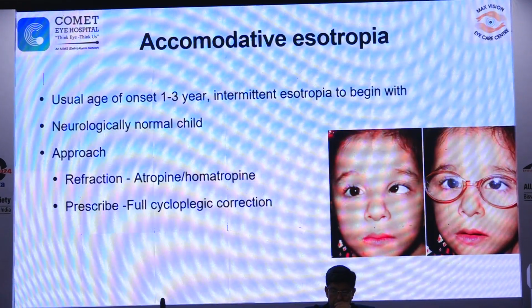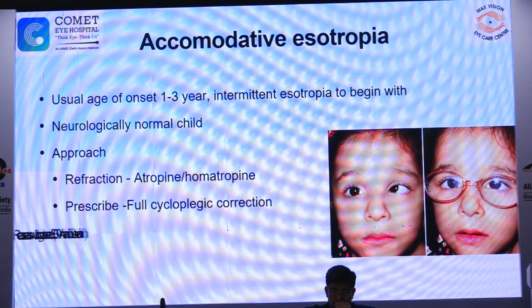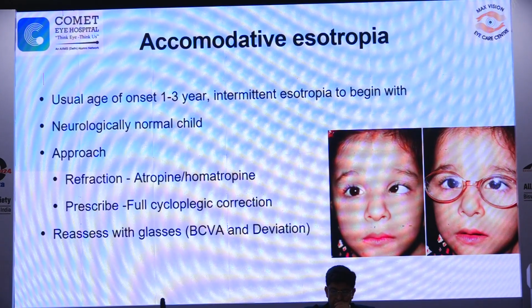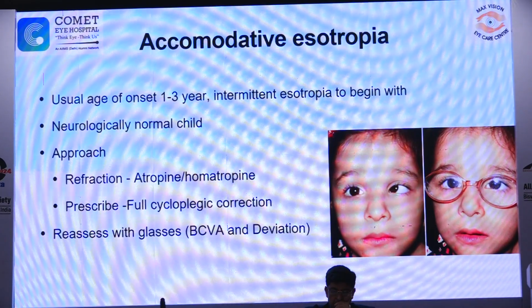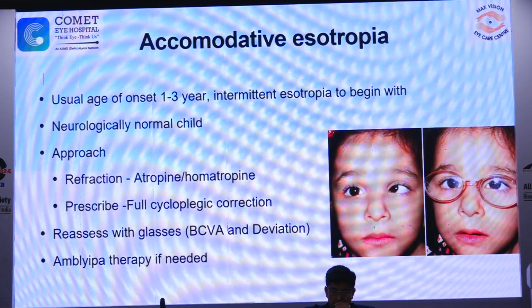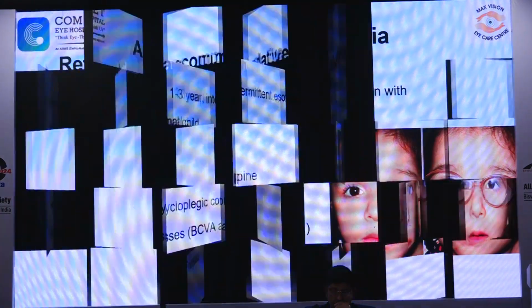The approach here again would be to do a proper refraction and give full cycloplegic correction. And usually the child gets full correction in the case of fully accommodative esotropia. So do assess the vision and deviation with the glasses, and if the child is having amblyopia, amblyopia therapy may be required.